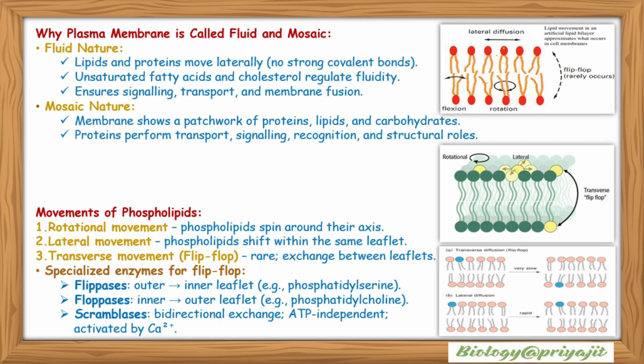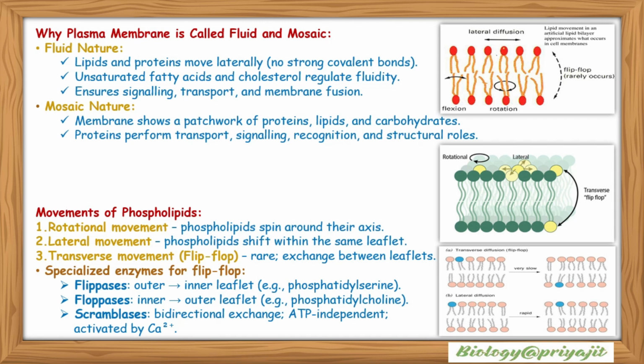Why is the plasma membrane called fluid and mosaic? Fluid nature: lipids and proteins move laterally. There are no strong covalent bonds. The unsaturated fatty acids and cholesterol regulate the fluidity of the membrane. It ensures signaling, transport and membrane fusion. Mosaic nature: the membrane shows a patchwork of proteins, lipids and carbohydrates. Proteins perform transport, signaling, recognition and structural roles.